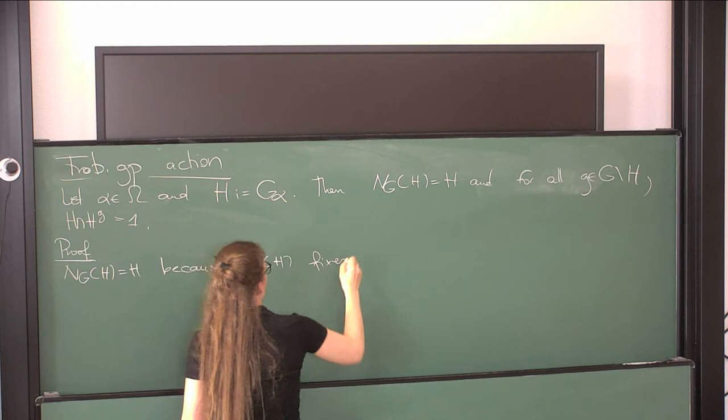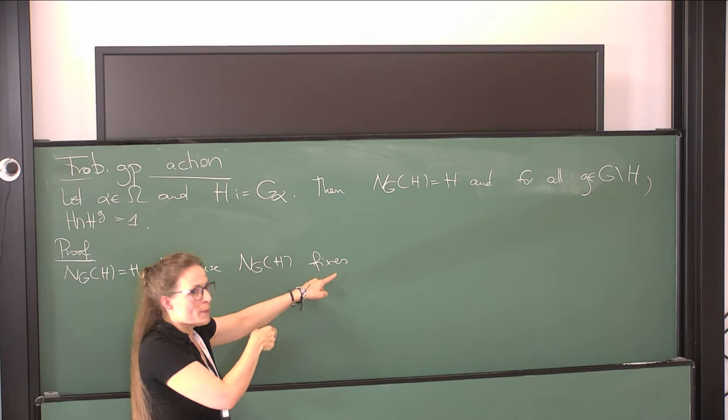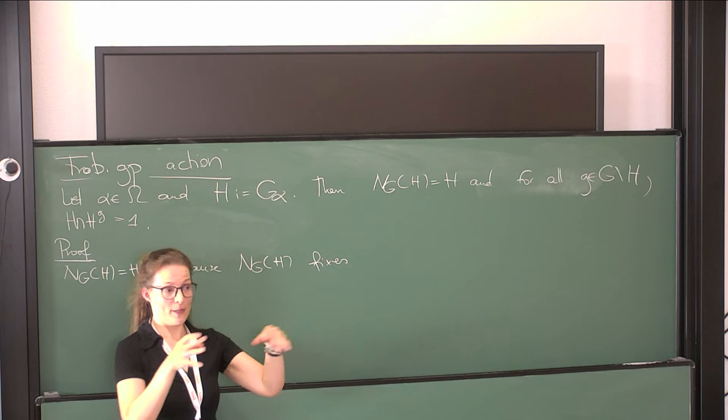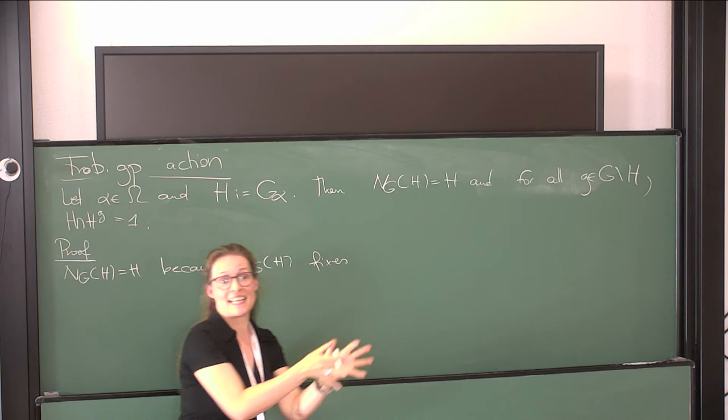So another way of thinking of this is that this normalizer fixes the unique orbit of length 1 of H, because in this way you can generalize the concept. If you find a unique orbit with property blah blah blah, then the normalizer of the group has to stabilize this unique orbit with property blah blah.